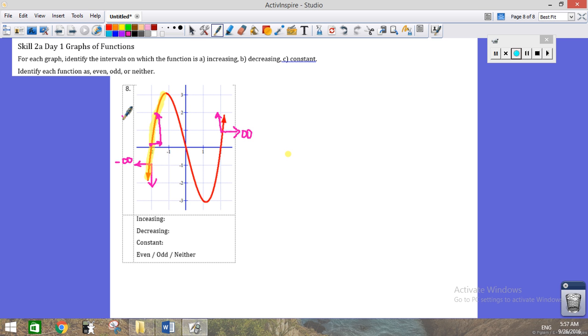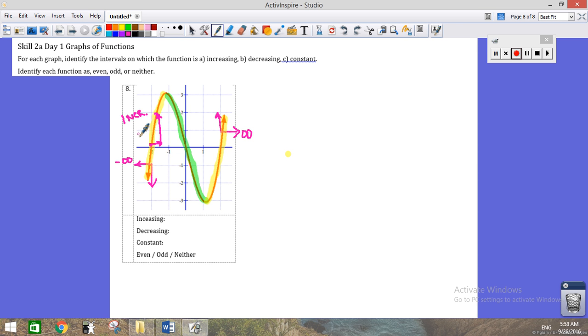We say that that's increasing. This is an increasing function, that the y coordinates are increasing as x increases. Then there's a change. As you move to the right, you begin to go down. Then there's another change, and you begin to go up again.